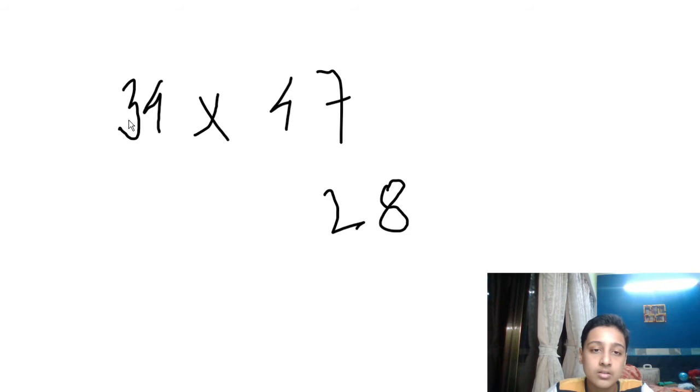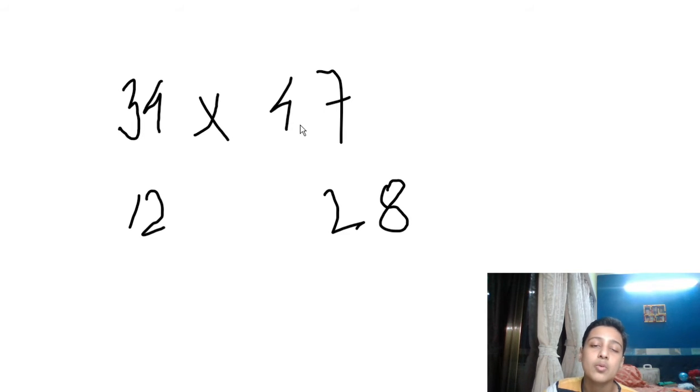Then you multiply the digits on the left hand side, the tens digits 3 and 4, which multiplies up to 12. So 12 and 28. Now you have to multiply the means, which is the unit digit of one number and the tens digit of the other number, and the opposite. So basically 4 multiplied by 4 and 3 multiplied by 7.